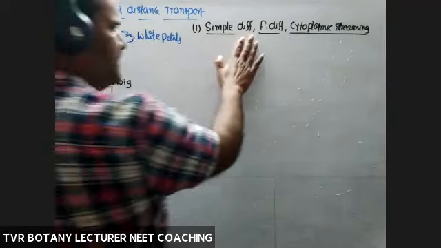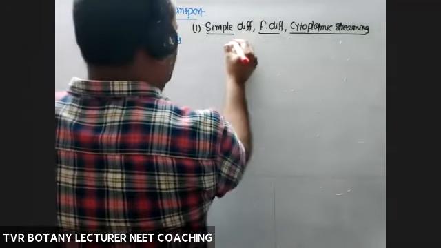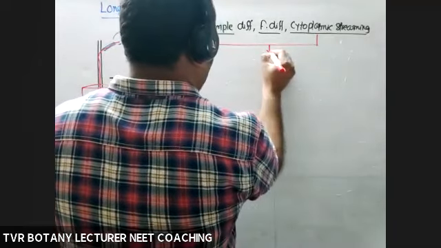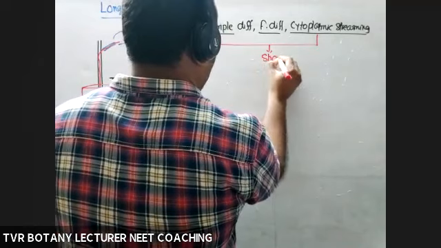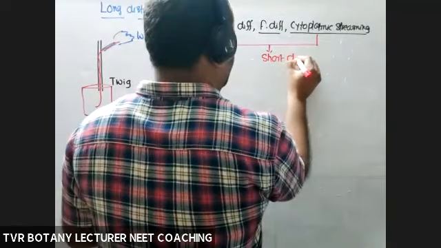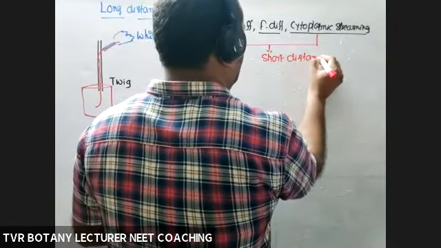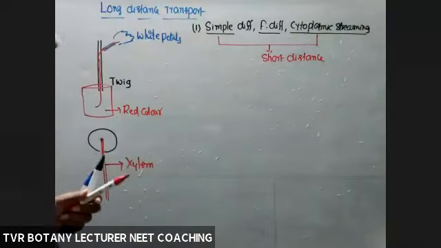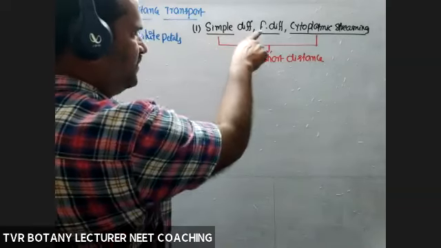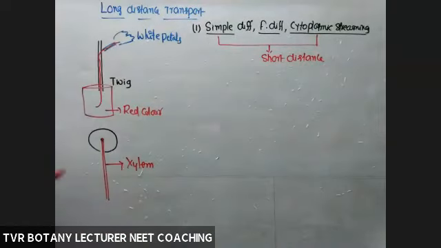So these are concerned with a short distance only. They can support a long distance up to some extent only. Short distance transport. So according to this statement, passive transport is insufficient. Passive means simple diffusion and facilitated diffusion, and active transport, cytoplasmic streaming movement. These two are insufficient.